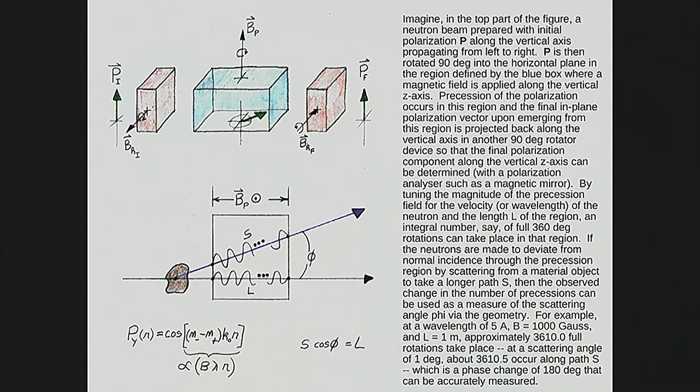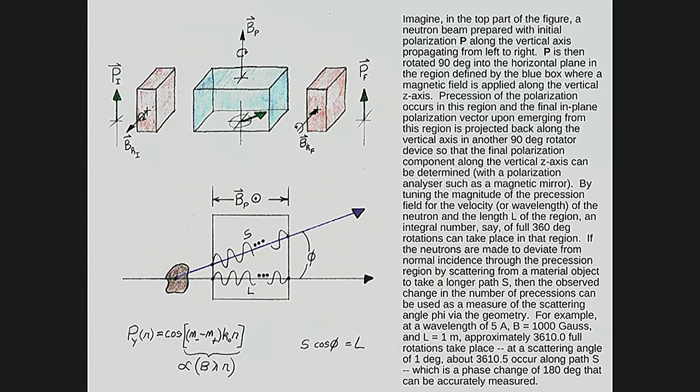Then if this is an empty field, there's no field in this space, and then it enters a field region again with the polarization axis perpendicular. If it comes in lying along this axis, let's call it the x-axis or whatever, as it propagates across this volume in this field at right angles, it will precess.